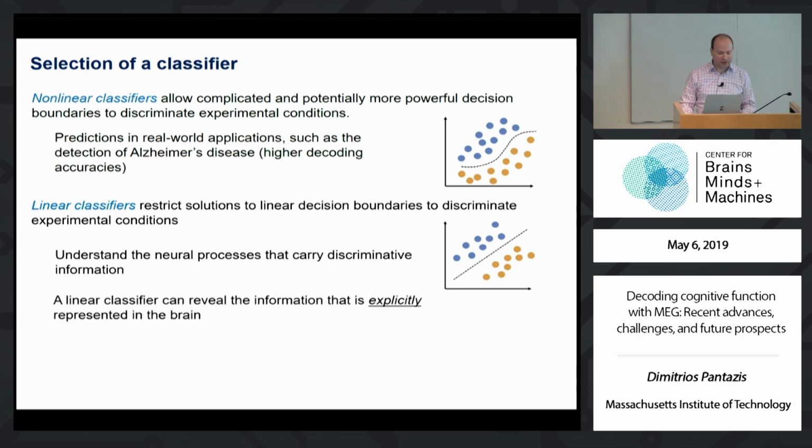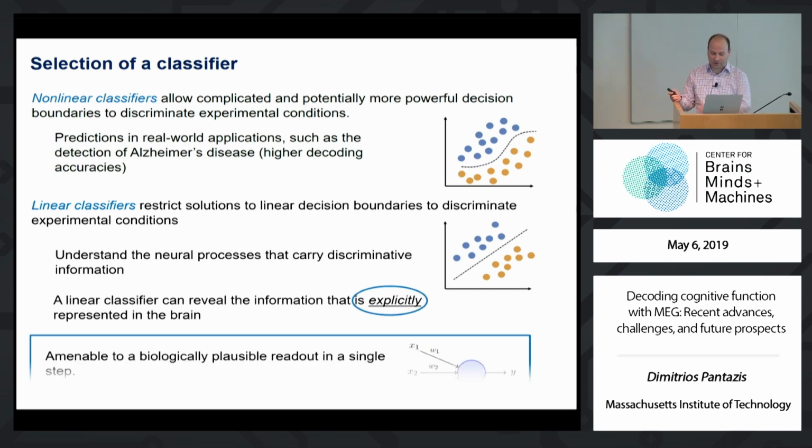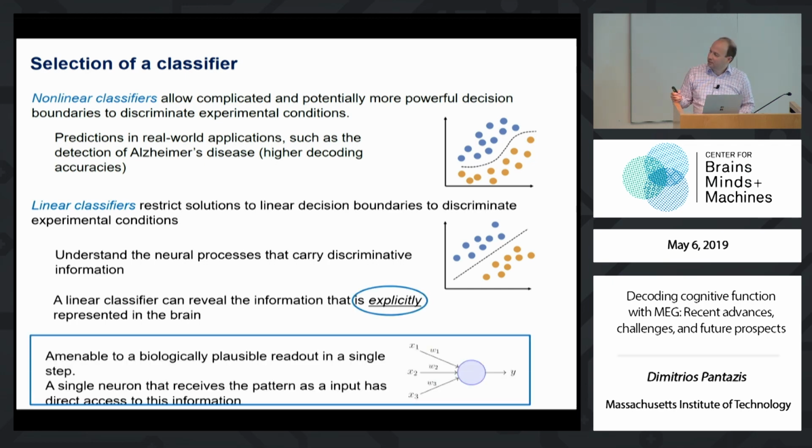And why do we want to do that? That's because there is a consensus in the community that the linear classifier can capture information that is explicitly represented in the brain. And by explicit, I mean it is amenable to a biologically plausible readout in a single step. Or in other words, a single neuron, like this neuron, when it receives this pattern, it can really apply this kind of classification procedure and make available this information to the brain. And thus, we want linear classifiers when our aim is to describe, to characterize, to interpret brain function.